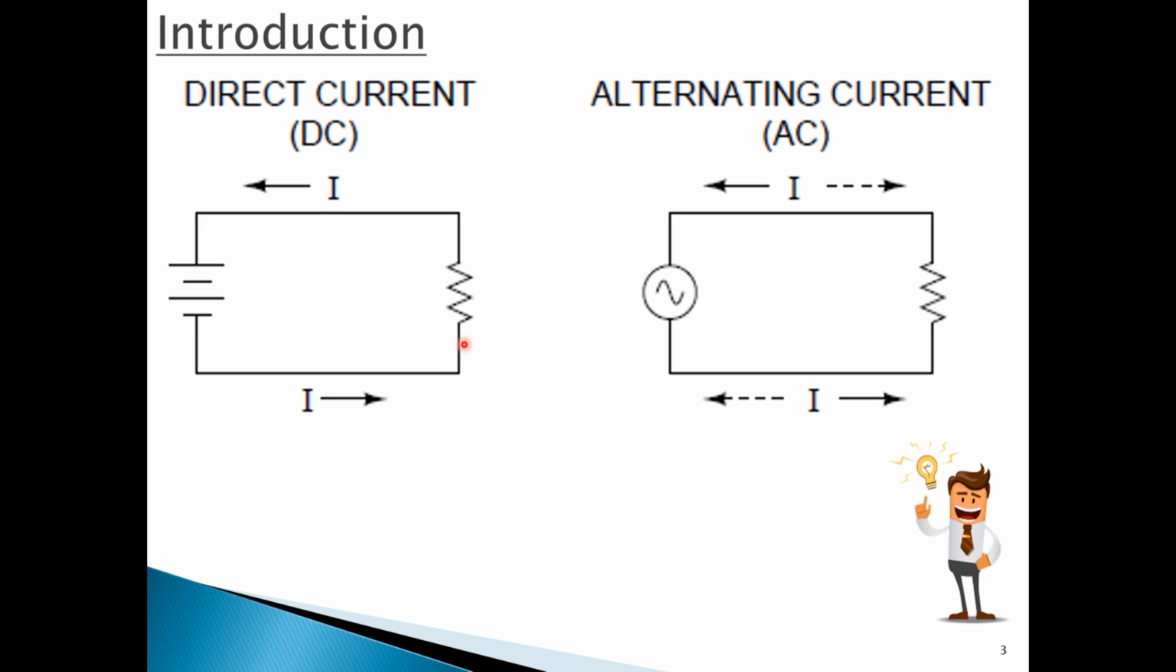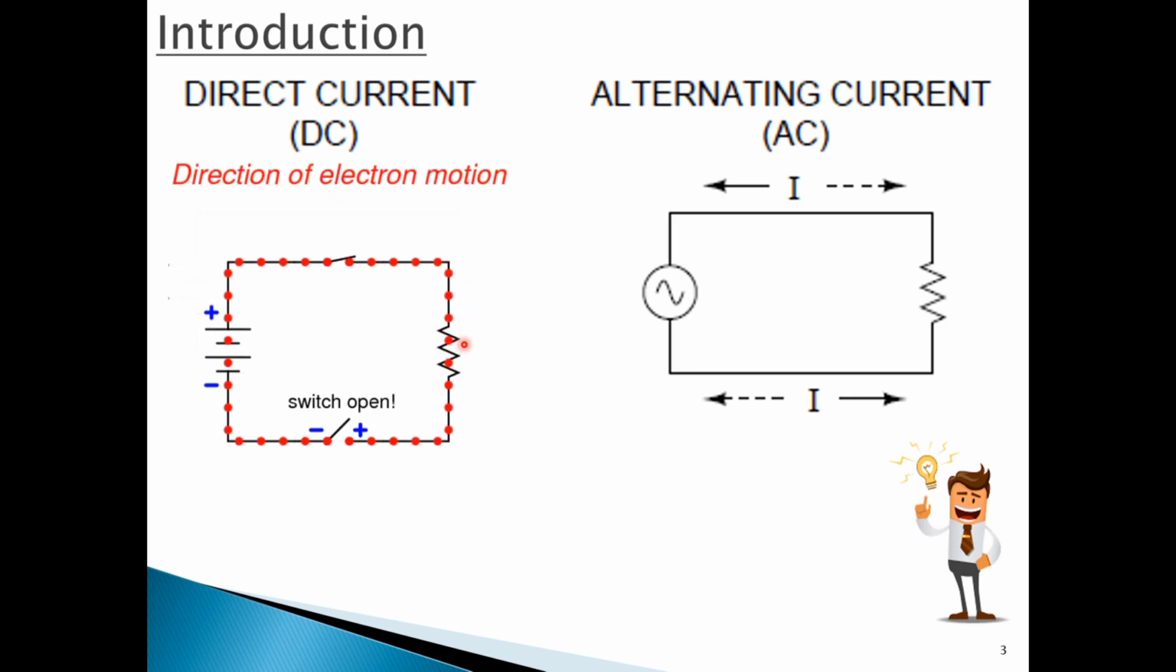So we have here the representation of direct current and alternating current. For direct current, the direction of electron motion looks like this. We have the flow from positive to negative, and we have here a switch. As you might have observed, if the switch is open, the flow of electrons stops, because the switch in our circuit acts like a bridge to connect the flow of electrons from one point to the other side.